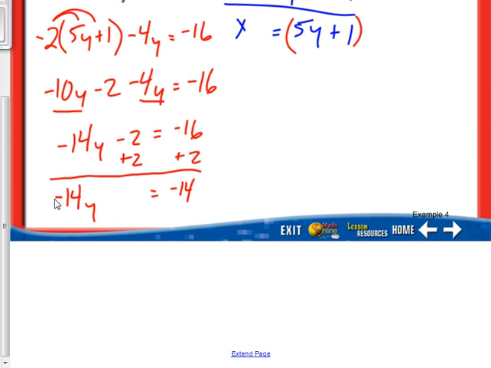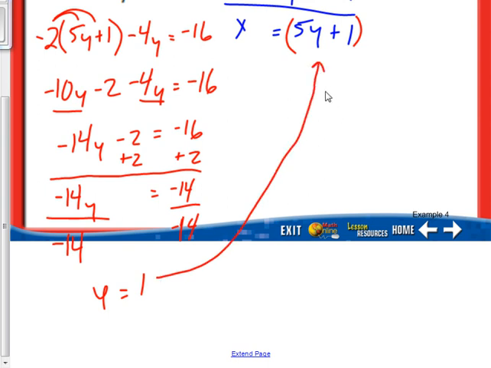All right, make a little bit more room for myself. I divide both sides by the coefficient, negative 14. And then I get y is equal to 1. Okay, now that I know what y is, I got to bring it up here and plug it in.